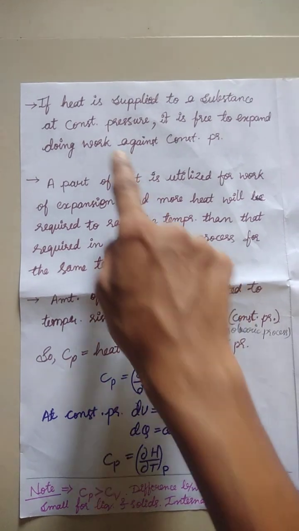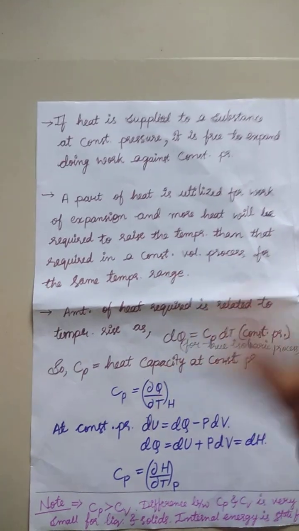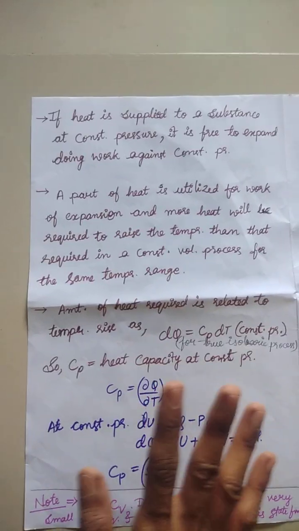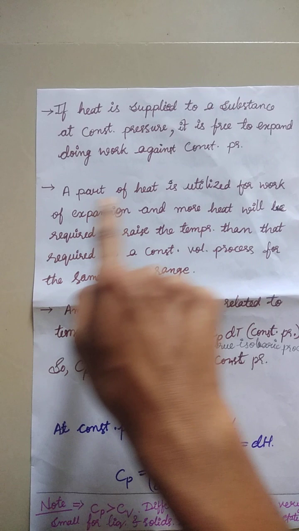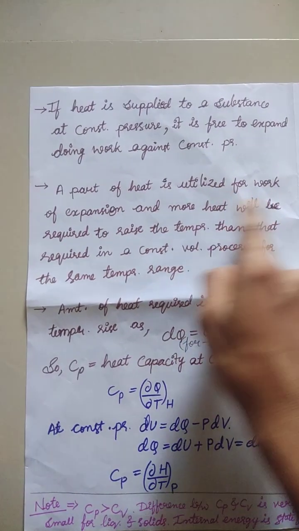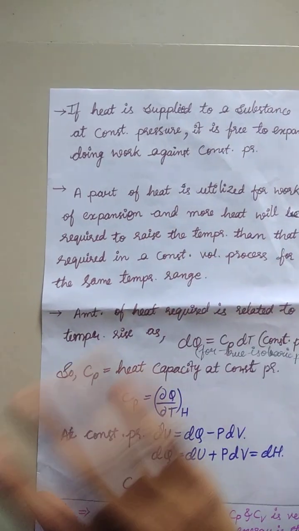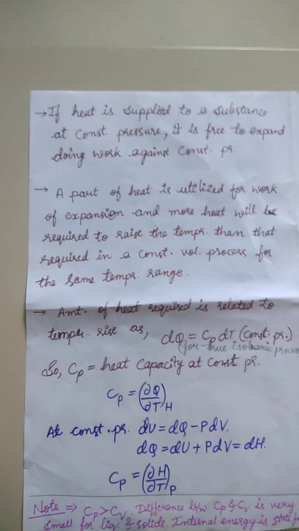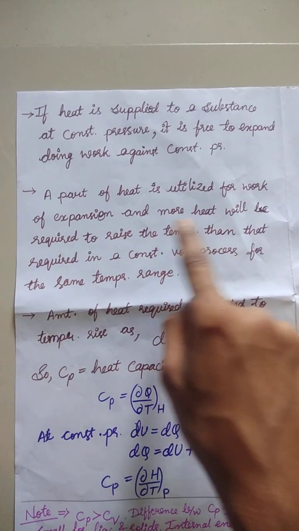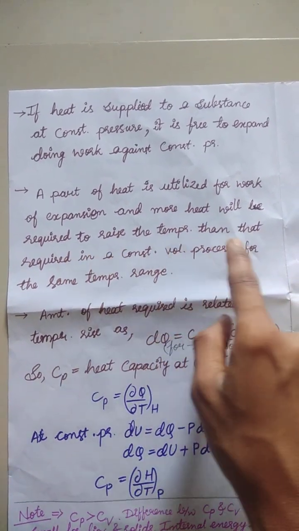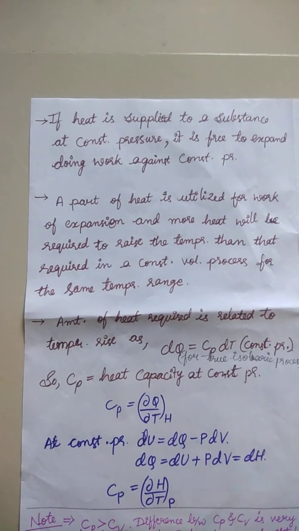In the constant pressure process, the heat is divided into two parts. That is also very important. Please note it. Remember it. A part of heat is utilized for work of expansion, one part of heat is used just for expanding. But more heat will be required to raise the temperature than that required in a constant volume process. So this will be the thing.